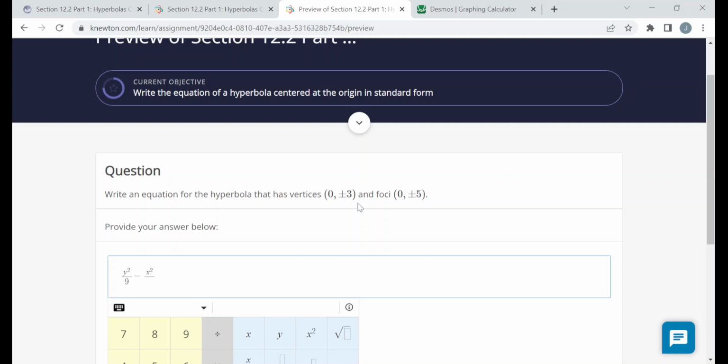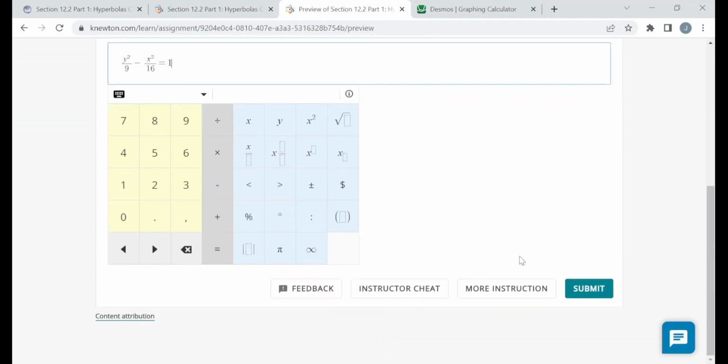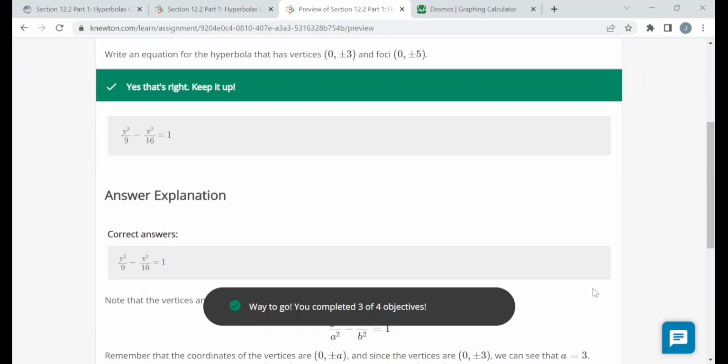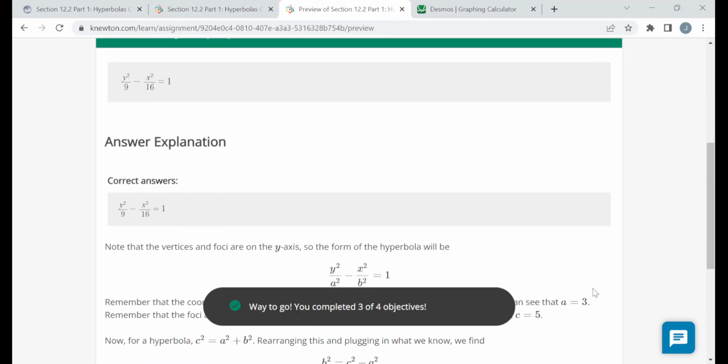Now a squared is 9. C squared would be 25, right? Because c is 5. The foci are 5 units away from the center. So 25 equals a squared plus b squared. 25 equals 9 plus b squared. Subtract 9 from 25, that's 16. So b squared is 16. You'd have x squared over 16. y squared over 9 minus x squared over 16 equals 1. There you go. So yeah, with enough practice, hopefully you can get this quick.